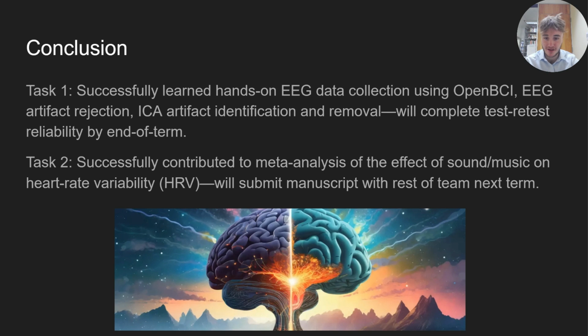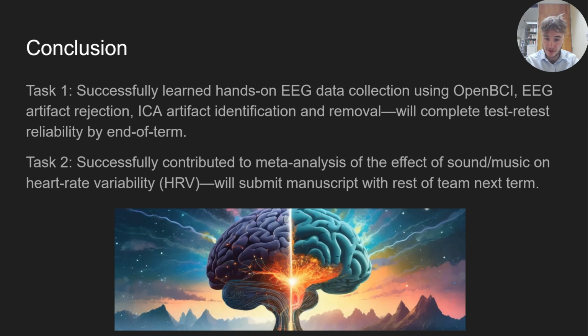In conclusion, for task 1, I successfully learned hands-on EEG data collection using OpenBCI, EEG artifact rejection through pre-cleaning, and ICA artifact identification and removal. Though the other goals have been completed, the last goal of task 1, ICA artifact identification and removal, is still in progress, though nearing completion, meaning that test-retest reliability will be completed by the end of the term.